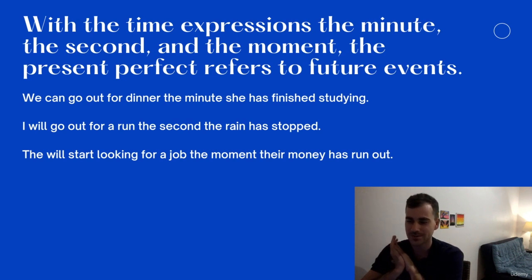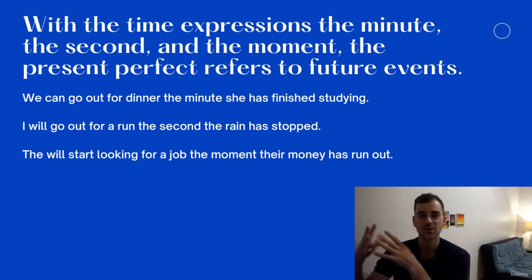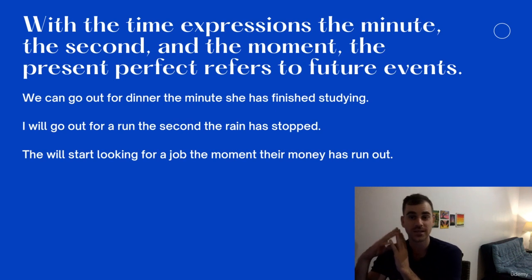We can go out for dinner the minute she has finished studying. The minute is a time expression which is referring to some point in the future. It's an undefined point in the future. We don't really know exactly when she will finish studying.